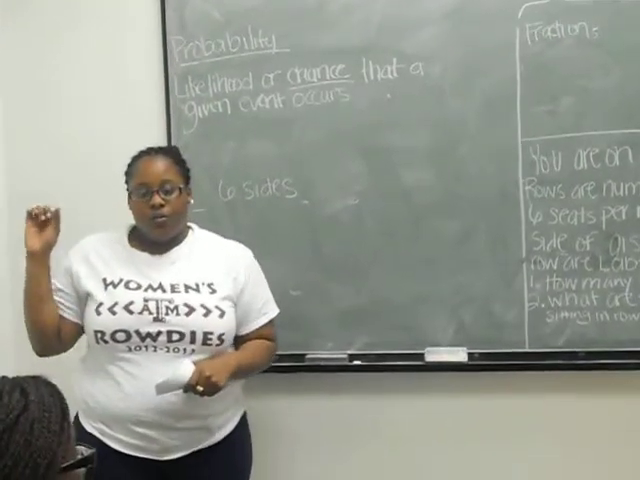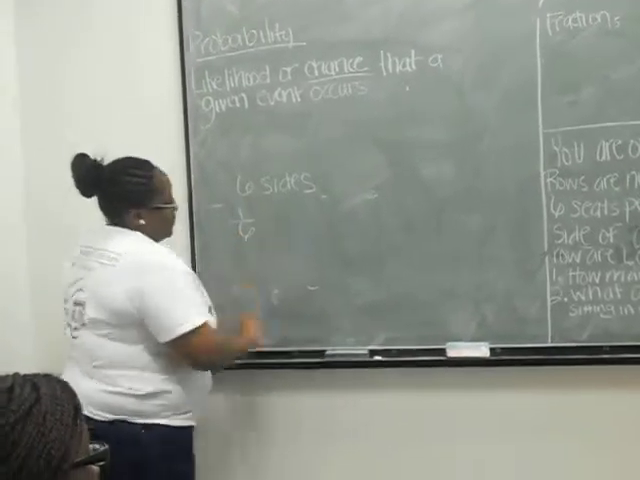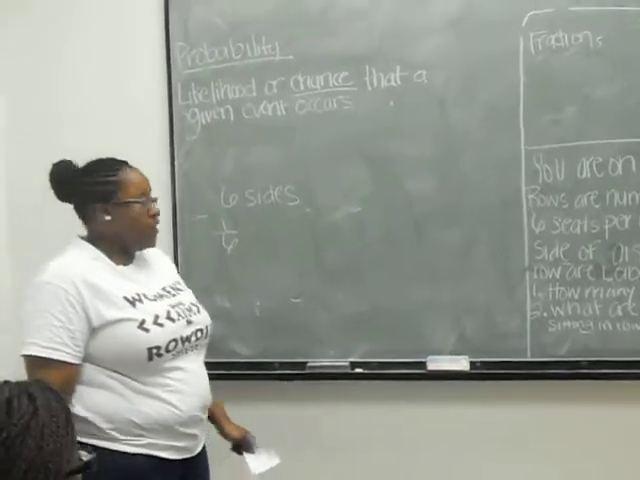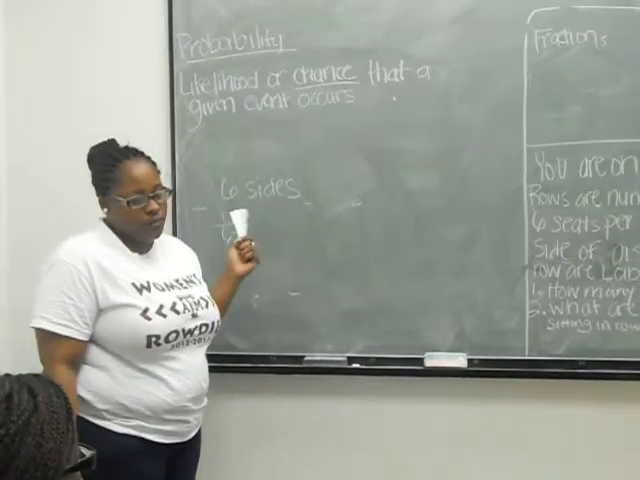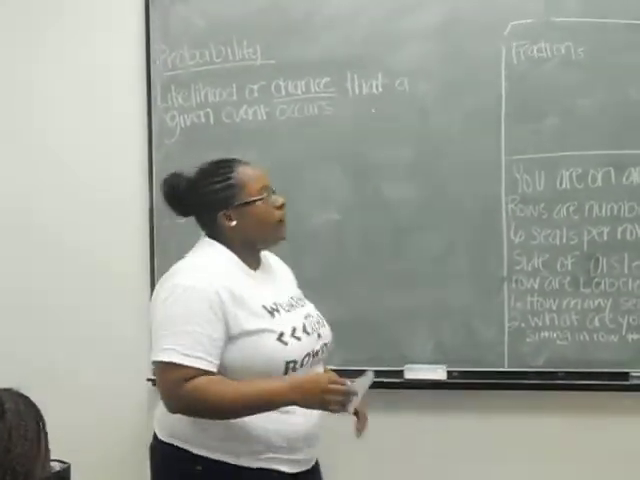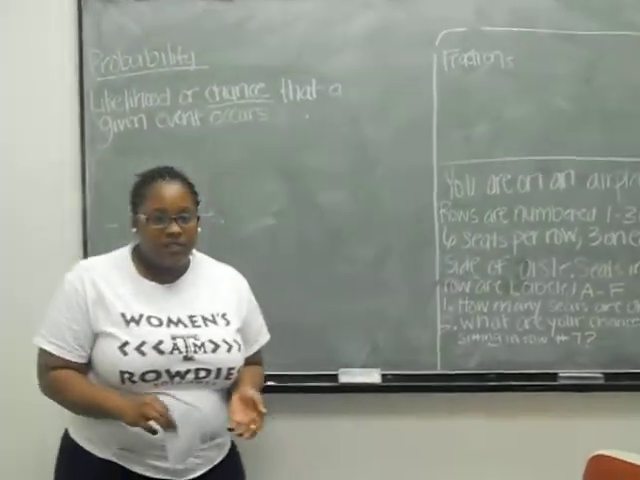1 out of 6. Jasmine, can you explain your answer? Because there's only one side that has a 3 on it, and there's 6 sides in all. Good job. Do we need to reduce this, or is it at its lowest point? At its lowest. Okay, let's go back. Bree, can you just refresh everybody's memory?